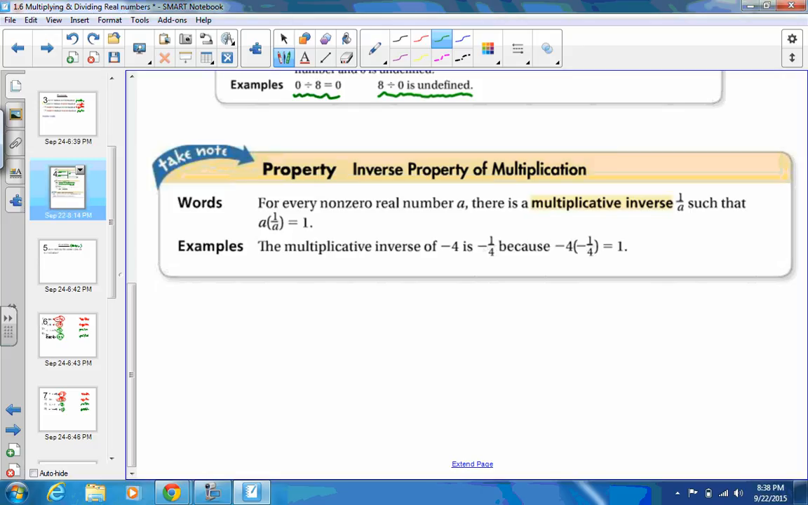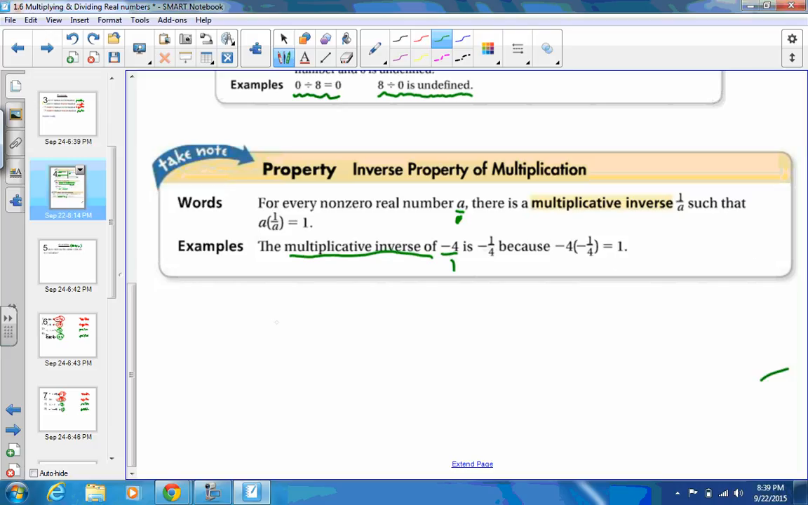So let's read this. It says, for any non-zero real number, and we'll just say a for right now, there is a multiplicative inverse. So if you have a over 1, the multiplicative inverse is the reciprocal of that, 1 over a. And when you multiply them together, you get 1. So the multiplicative inverse of negative 4, or negative 4 over 1, would be negative 1 over 4. They're just flipped, and when you multiply them together, you get 1.